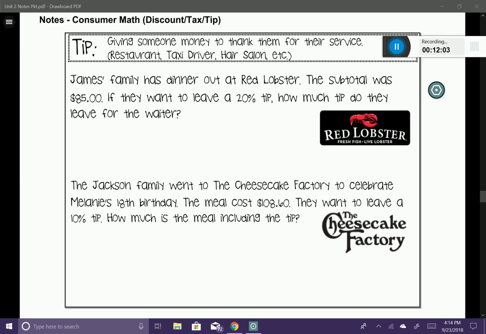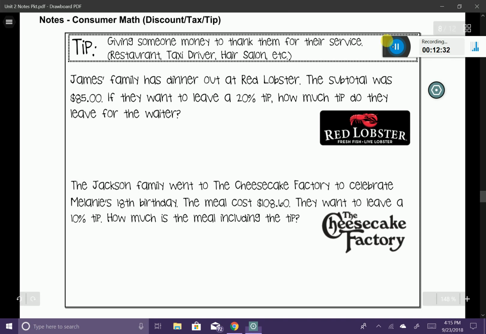James's family has dinner out at Red Lobster. The subtotal was $85. If they want to leave a 20% tip, how much tip do they leave for the waiter? The waiter must have been very good, because normally in America, you usually leave your waiter or waitress about a 10 to 20% tip, depending on how well your service was. So we need to figure out what 20% of $85 is.